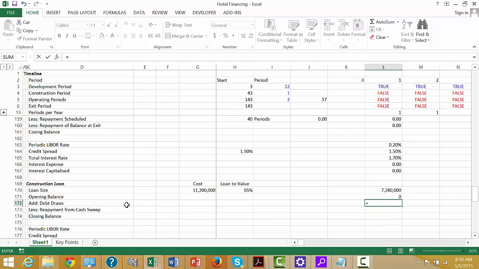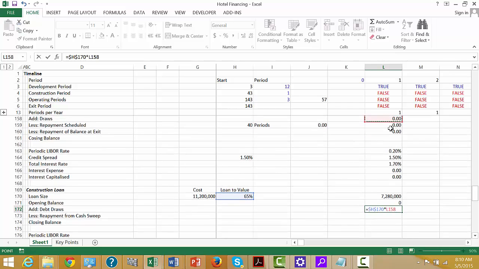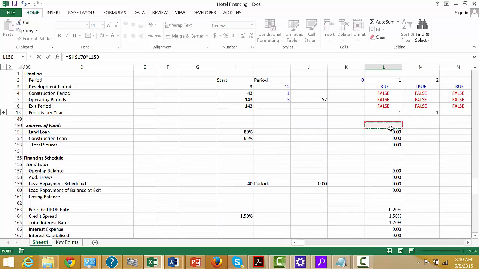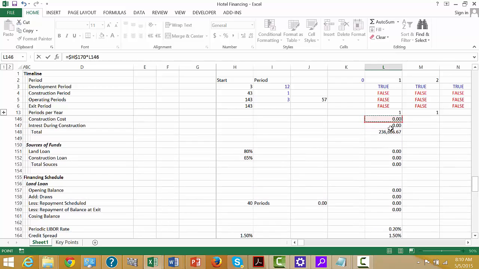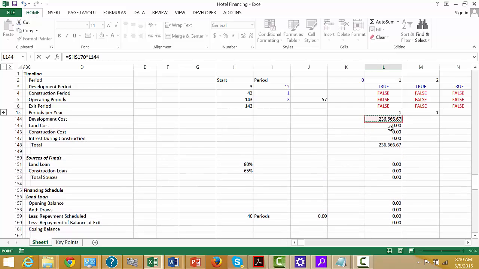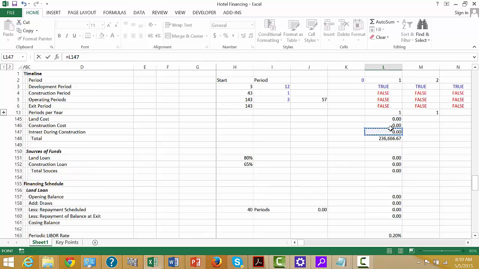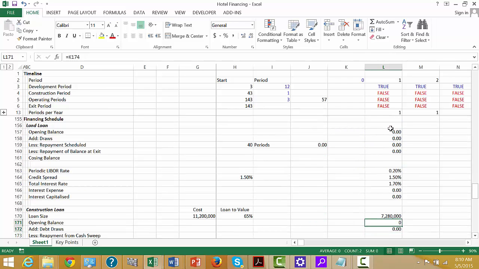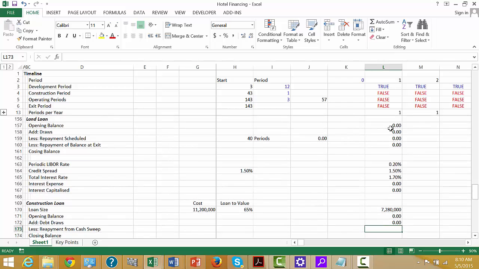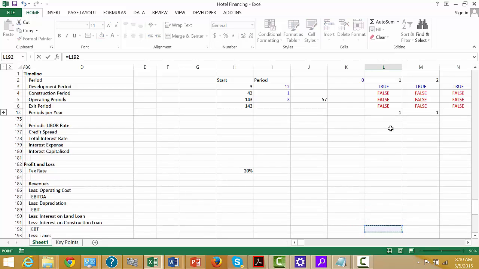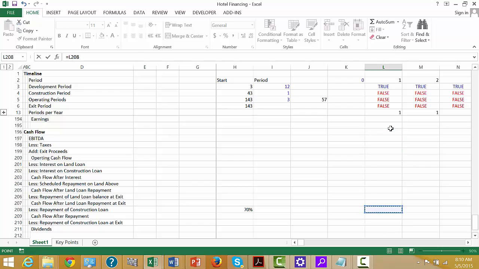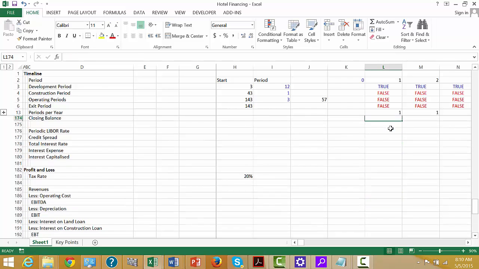Okay. Debt draws. We could put that here, but this is 75% of the construction loan. Not the construction loan, the... I'm sorry, we already did this. We already have the construction loan. Excuse me for that. And then the repayment from the cash sweep, that again, that's the key here. That repayment from the cash flow sweep comes from down here.